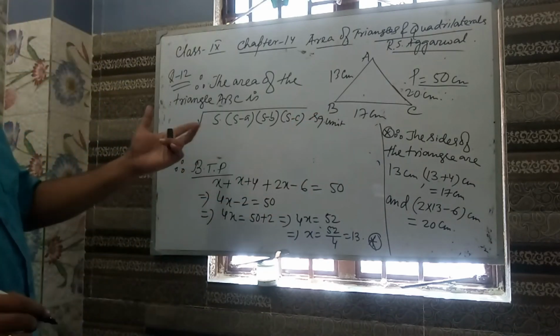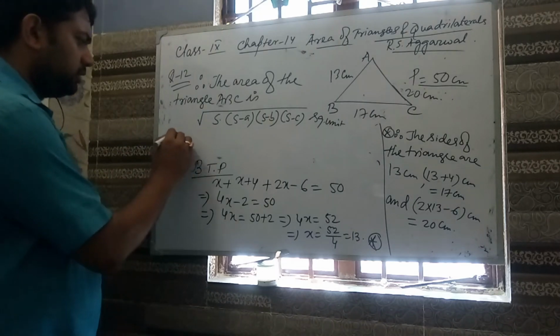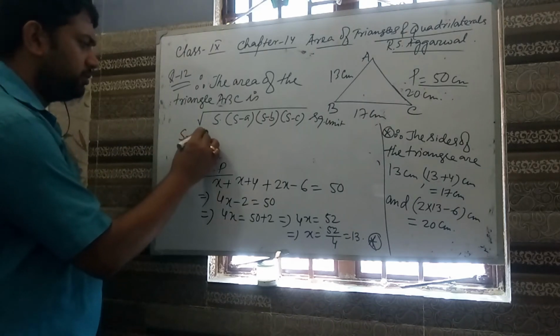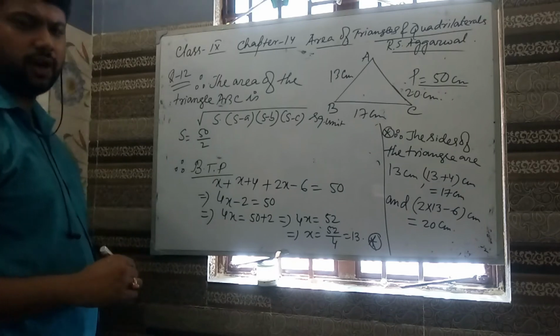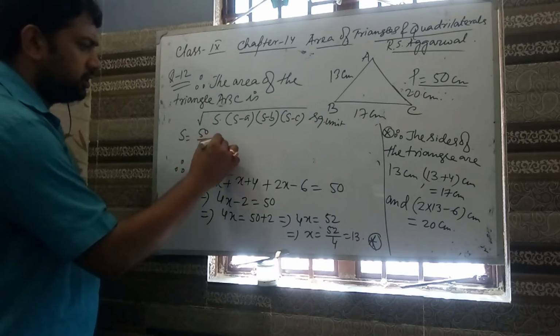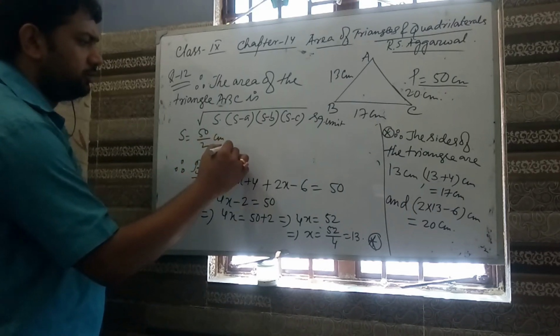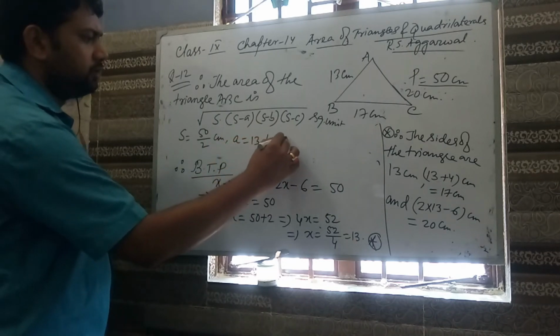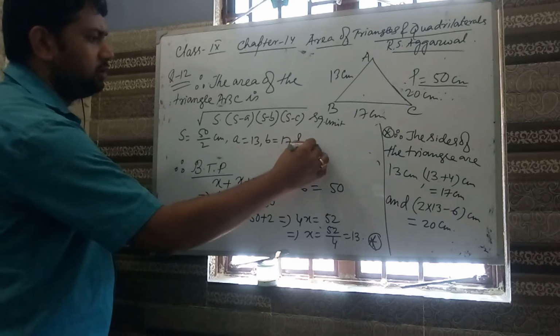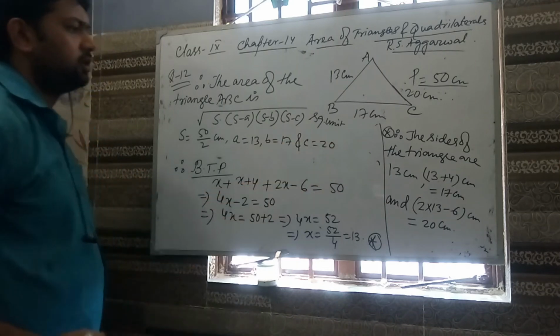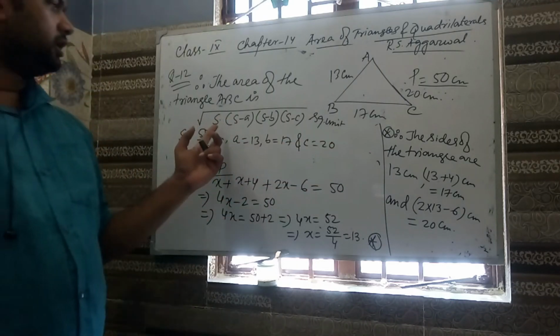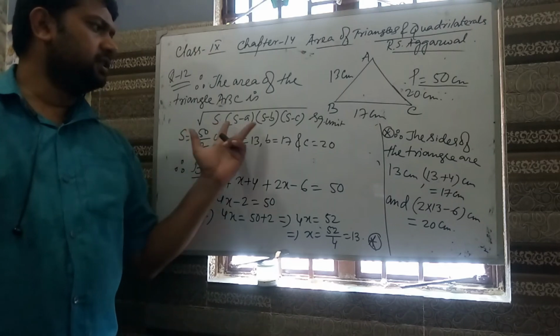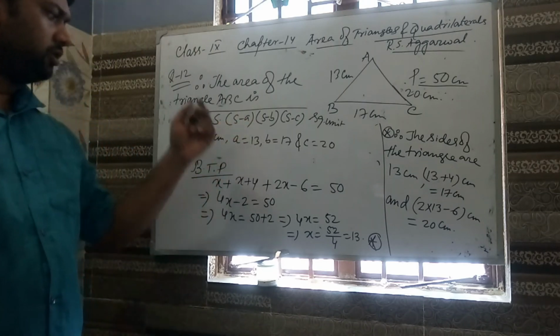Put the values of S. What will be S? S equal to 50 by 2, that is 25 centimeter. If we consider A equal to 13, B equal to 17 and C equal to 20, just put the values of A, B, C and S in this form, you will get your answer.